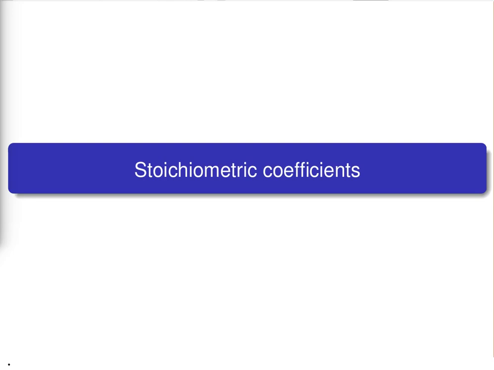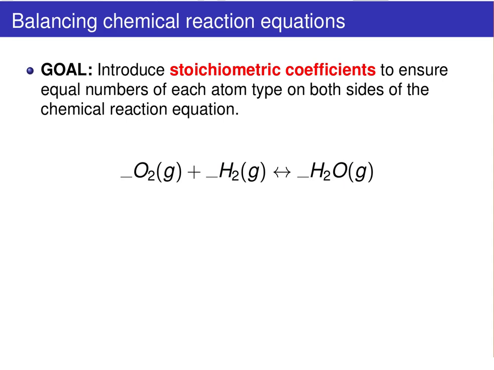Now let's turn our attention to the stoichiometric coefficients, which are coefficients that we place preceding each compound, reactants and products, in a chemical reaction equation. Now the key with stoichiometric coefficients is to come up with a set of coefficients that ensure equal numbers of each atom type on both sides of that chemical reaction equation.